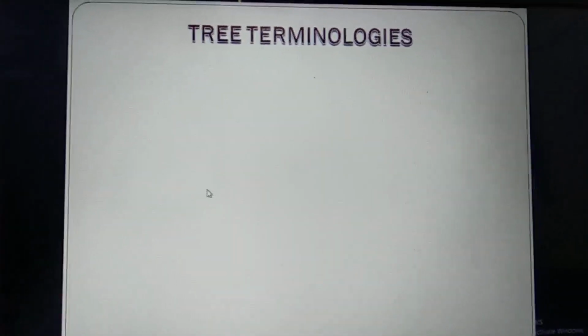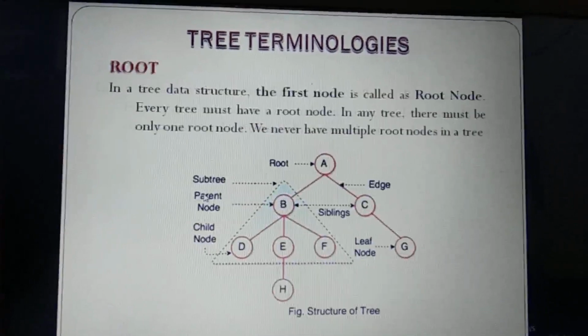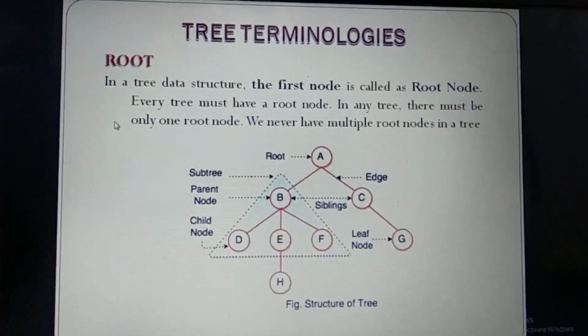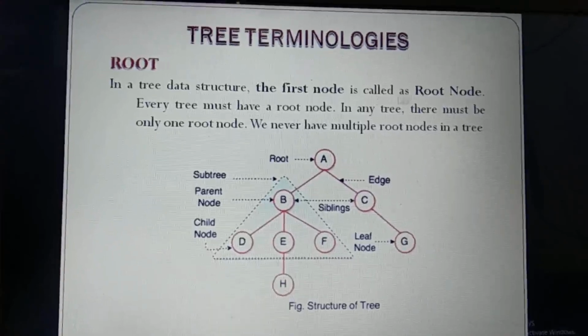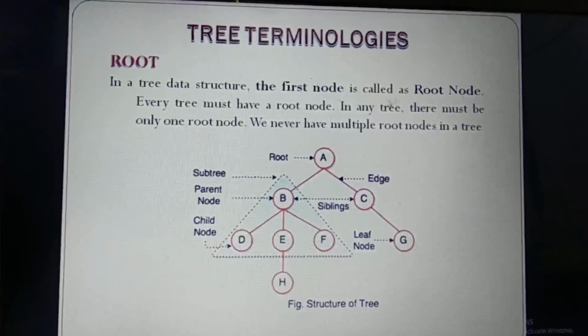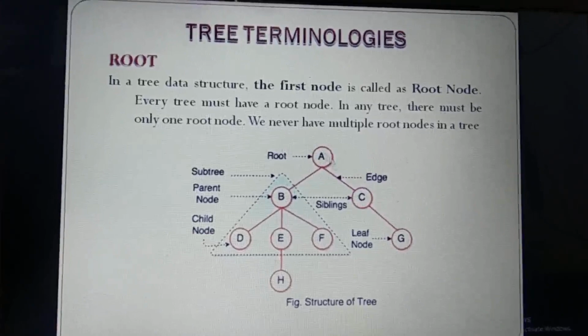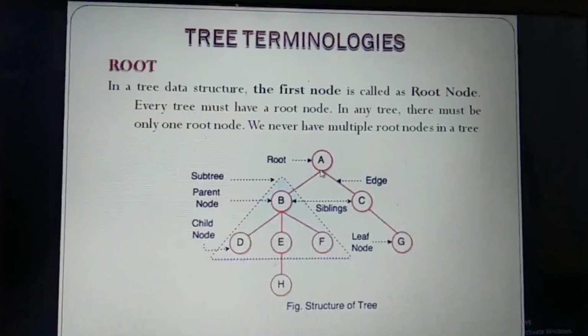Next we will see the tree terminologies. The first important terminology is root. In a tree data structure, the first node is called as root node. In this example, A is called as the root node.